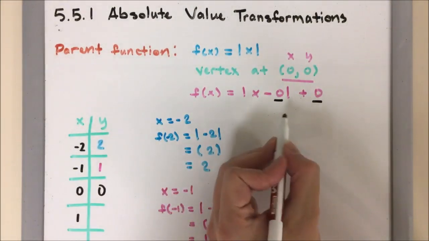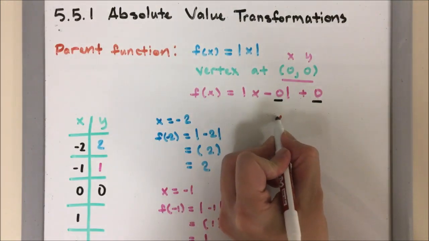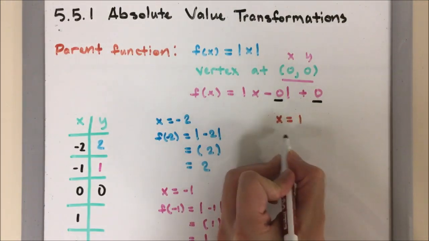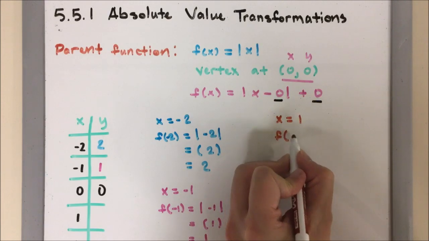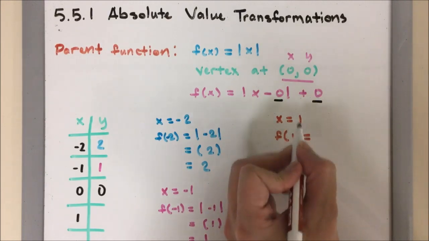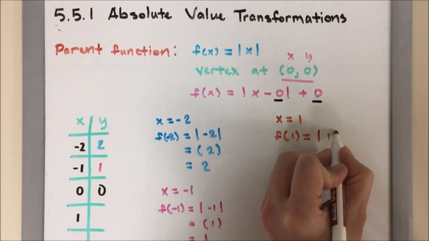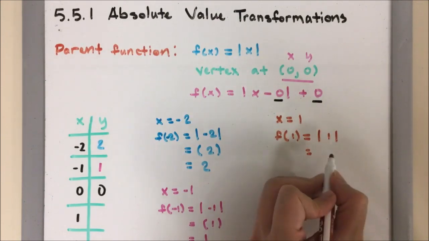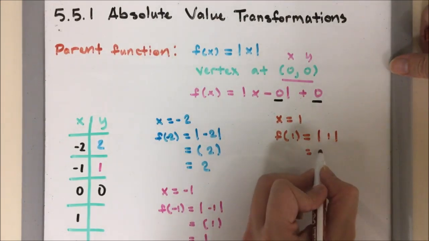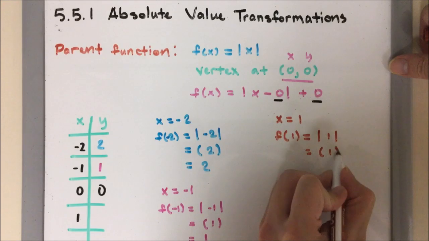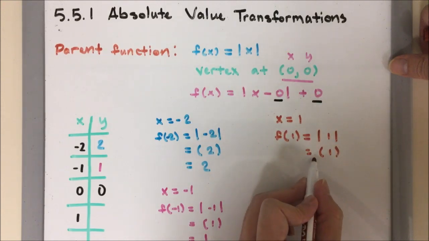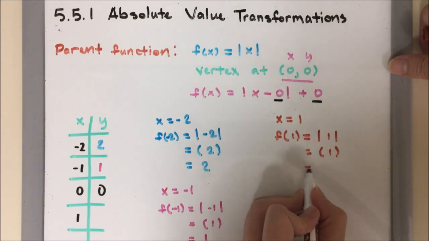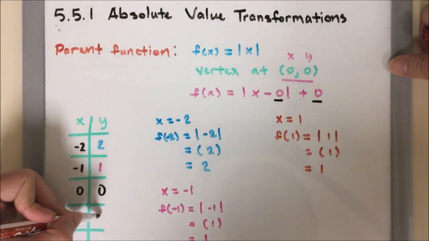Alright, now I'm going to do the next x value, which is x equals +1. So I'm going to plug in +1 into x. So the absolute value of +1. Since the number is already positive, I'm just going to write parenthesis +1. I have nothing to distribute from the outside, so I'm just going to write the number +1.